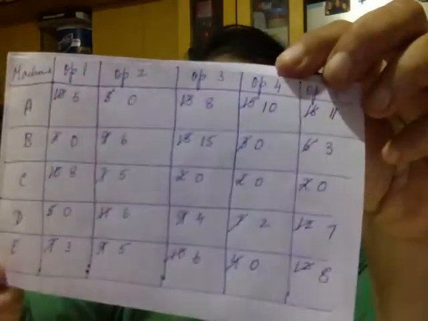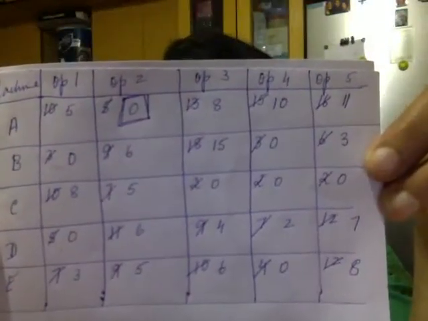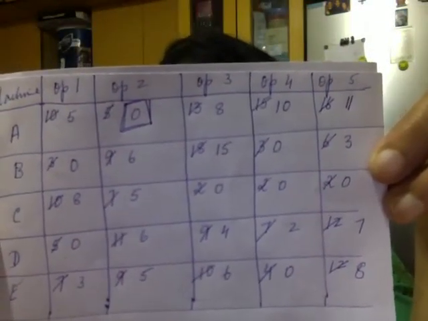Now can we do the allocation? You try. Let's try. The first one we will give to A, to the operator. There's only 1 zero in that row. So operator 2, square it. Alright. Next one. How many are there?